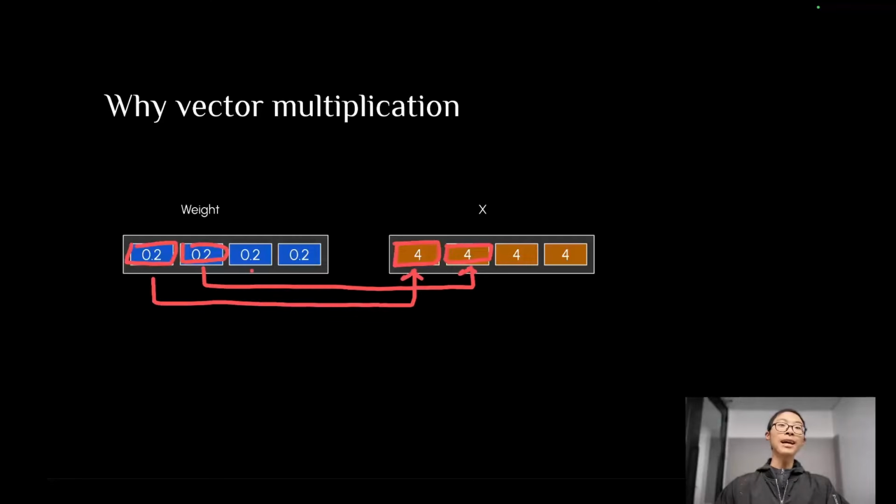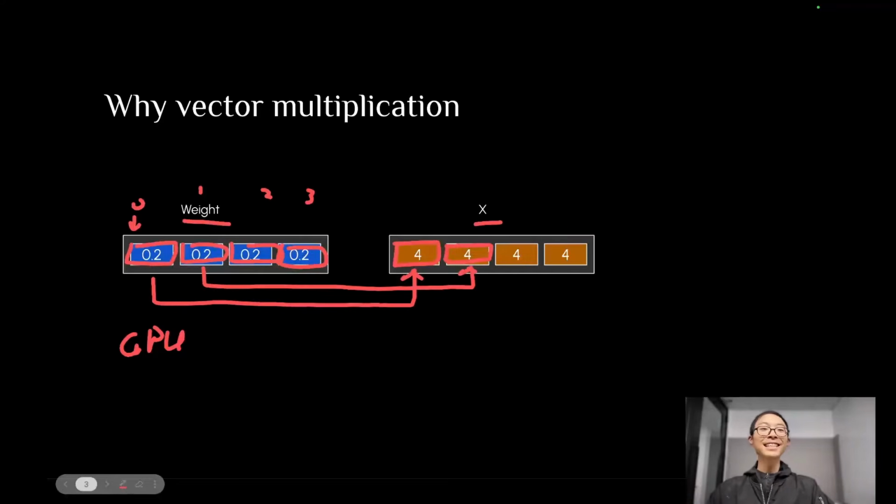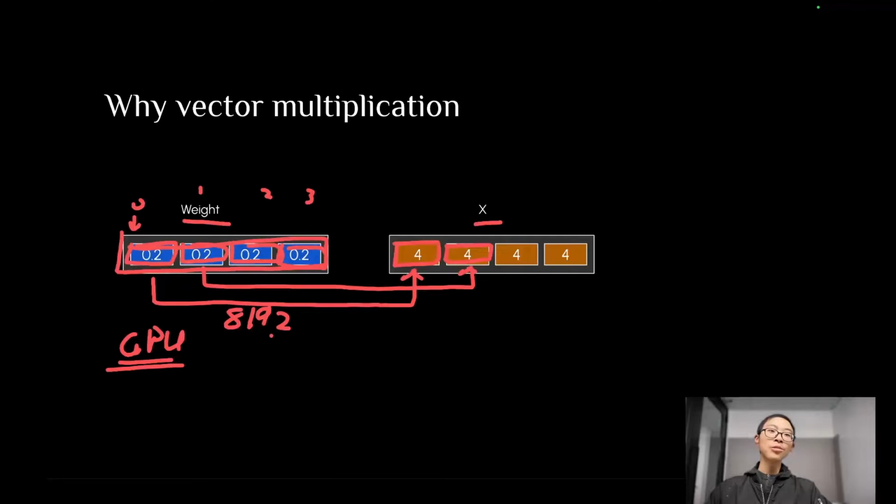On a CPU, how do we write this vector multiplication? We need to loop through the index from 0, 1, 2, 3 to perform the element-wise multiplication. But on a GPU, is there a way to parallelize this to make it fast? Why do we want to parallelize it? If the vector becomes not just 4 elements, but 8,000 elements, such as 8192, how many steps do you need? You need 8,000 steps. How do we speed this up?